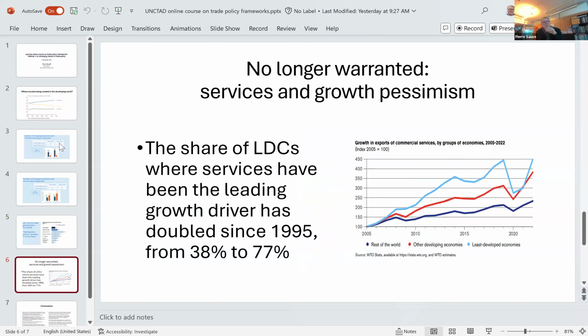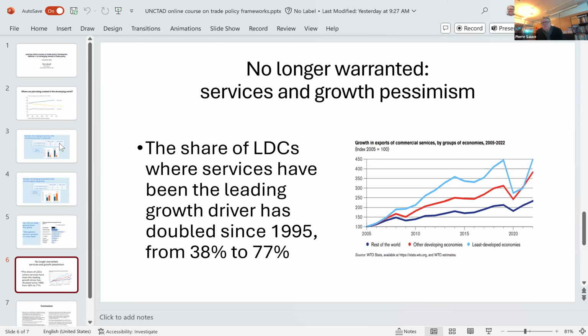And those trends also hold here. So far, I've been focusing mostly on emerging and middle-income countries. But even if you go down the income ladder and look at the least developed countries, you find a very surprising piece of evidence. Even if from a low base, and LDCs are still not exporting enough services, of course, they account for less than 1% of world services trade, the growth of their services exports, including services delivered through digital means, exceeds the world average by quite some margin and is higher than that of other developing countries. And so I found this statistic extremely revealing, that the share of LDCs where services is the leading growth driver has more than doubled in the last 30 years.